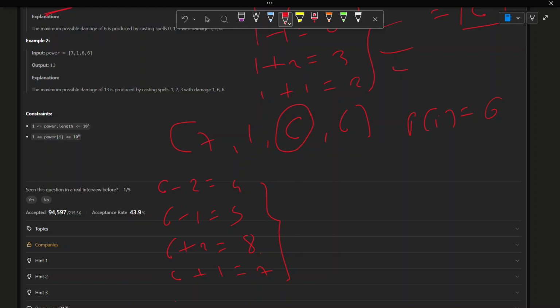So if we consider the value 6 in our answer, we cannot consider 4, 5, 8 and 7. Here 4, 5 and 8 are not available, but 7 is available, so that is the reason we cannot consider 7. Our answer is 1 plus 6 plus 6, which equals 13. So 13 is our answer. We can consider 6.